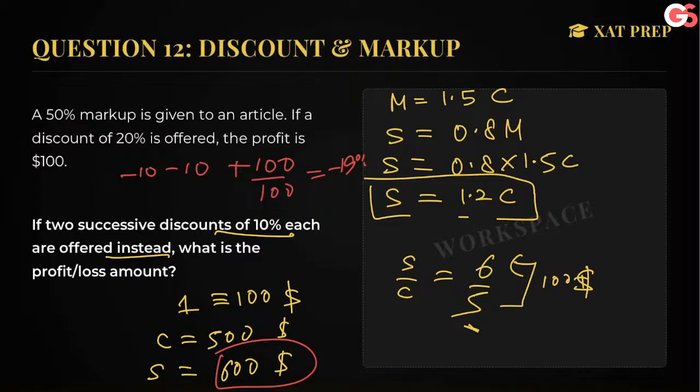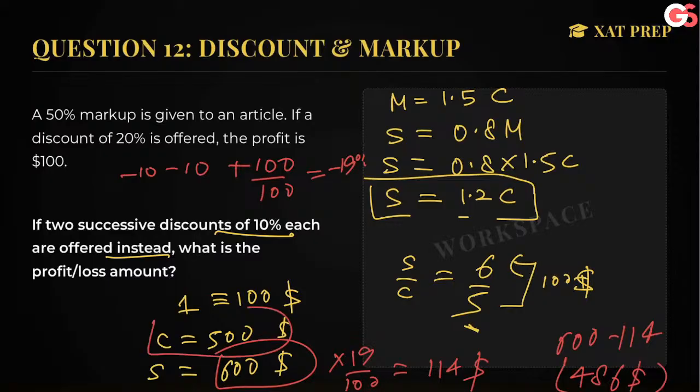तो कर लेते हैं. How much is 19% of this? 19 6s are 114. $114 का डिस्काउंट अगर दे दिया तो न्यू सेलिंग प्राइस है 600 minus 114. That gives you $486. So there is a loss. 500 का सामान था, 486 में बेचा गया है, तो loss of $14 is there. Is that clear?